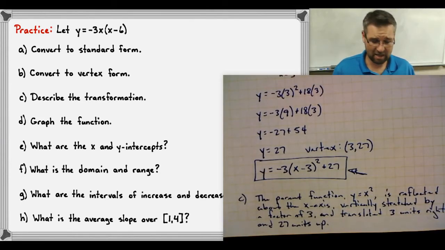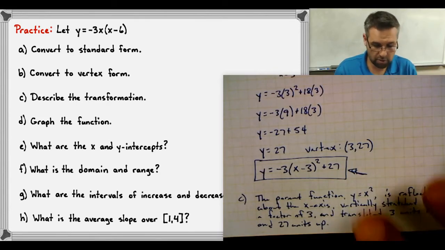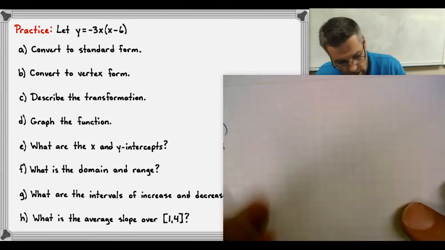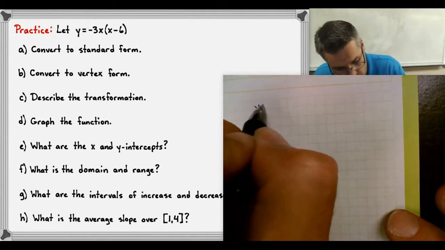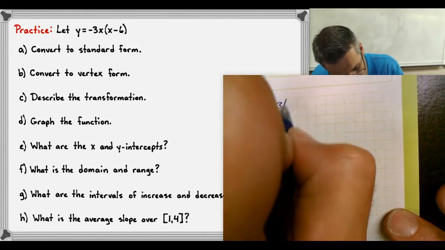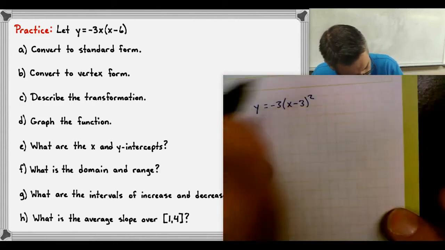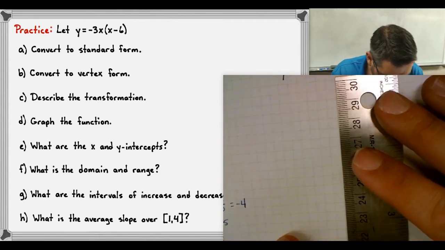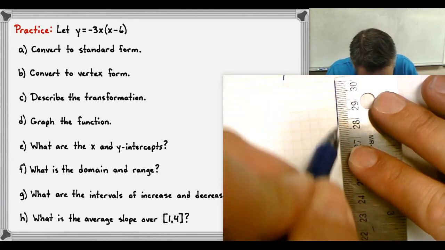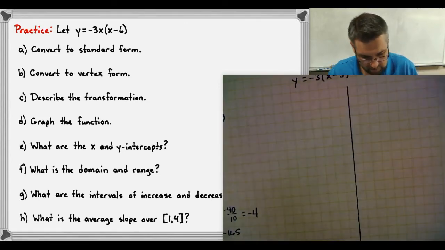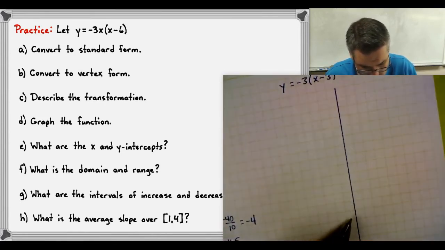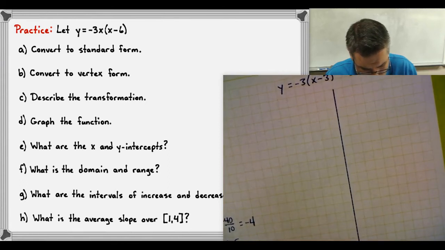Then it says to graph this. Graphing this in part D, looking at my vertex of 3, 27, that's pretty crazy. That's a lot of boxes. So I'm going to rewrite my vertex form here: y equals negative 3 times x minus 3 squared plus 27. When I go to graph this, I want to make sure that I have enough boxes, since I have 27 here. 2, 4, 6, 8, 10, 12, 14, 16, 18, 20, 22, 24, 26.